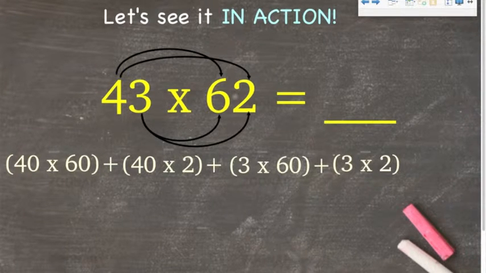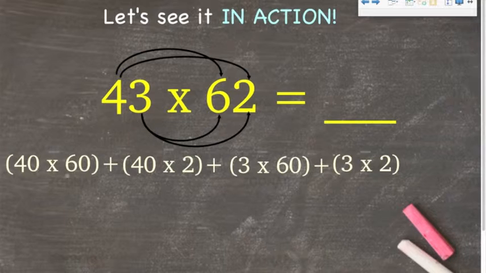Notice when you're looking at and using the distributive property, if you have 1, 2, 3, 4 digits in your actual equation, you're going to have 4 expressions. 1, 2, 3, 4. If you do not have 4 expressions, it means that you're missing something and you have to go back and take a look.